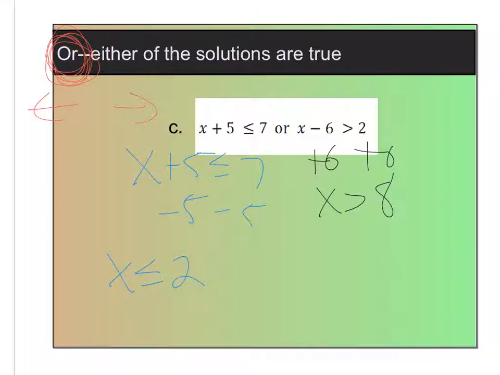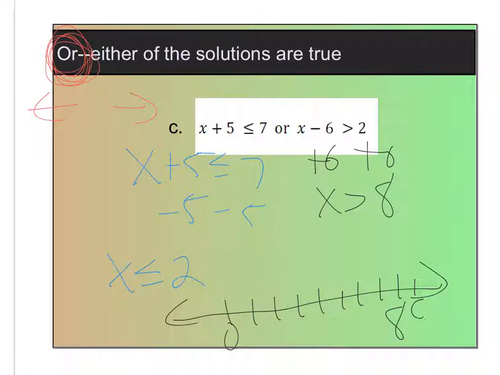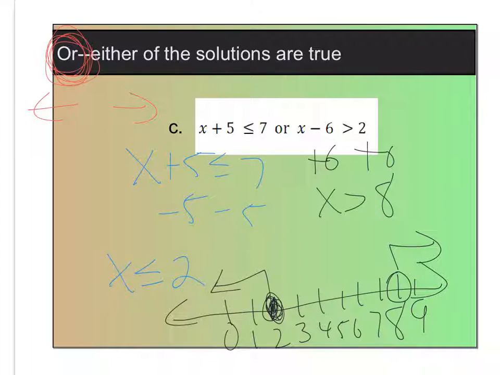So on a number line, I'm going to go 0, 1, 2, 3, 4, 5, 6, 7, 8, 9. So I've got a closed circle at 2, and I'm going smaller. We've got an open circle at 8, and I'm going bigger. So that's what my range looks like.